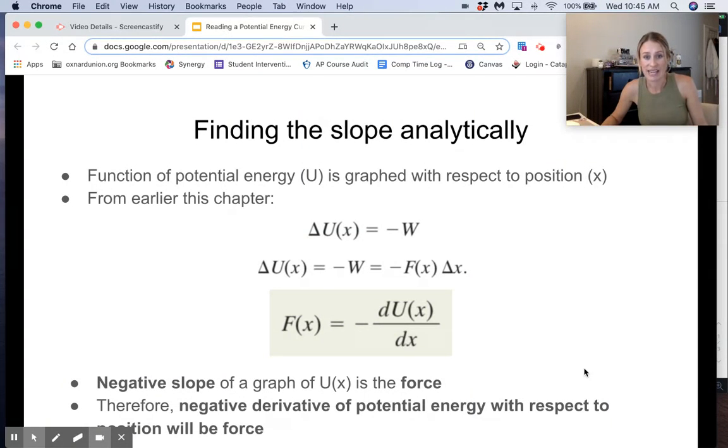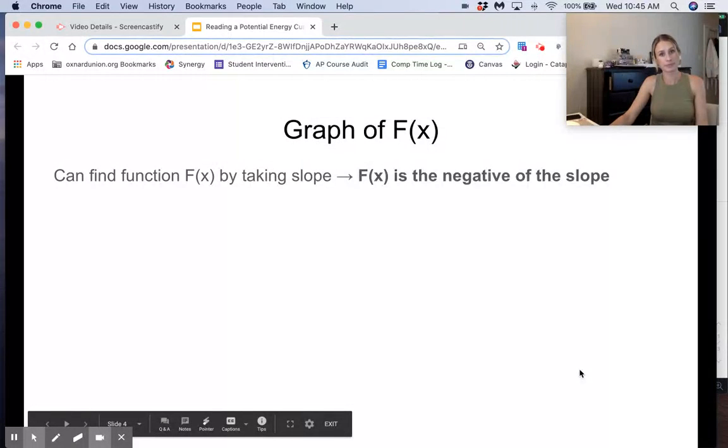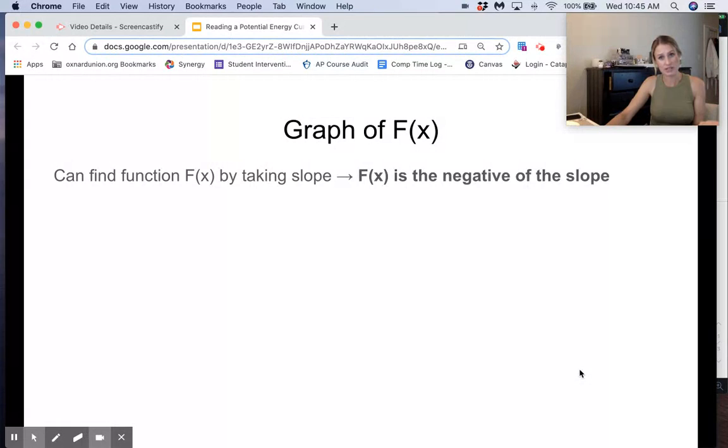Also, if we take the derivative of the potential energy function with respect to position, we get the negative force as well. So you take the derivative, slap a negative on there, and you then get your force. If we graph the force from the potential energy graph, it's going to look something like this. Again, when we're looking at that force, it's the negative of the slope.